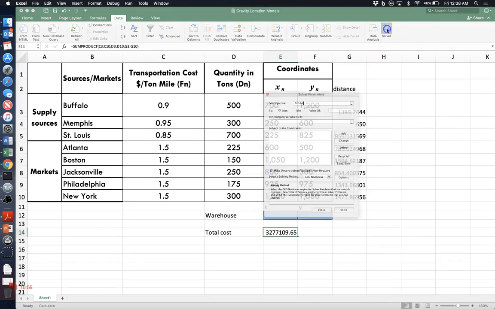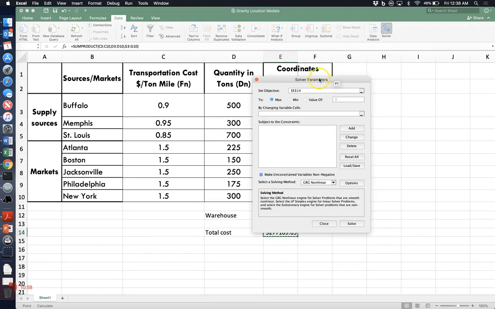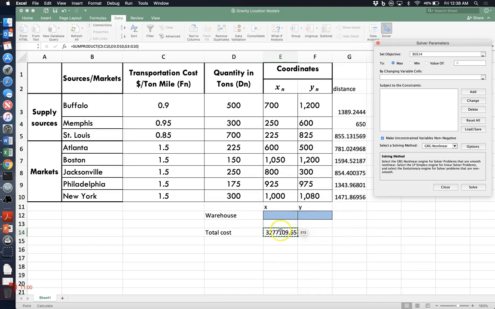So we go to Solver. The objective is the total cost, obviously, and you want to minimize the total cost. The decision variables, the changing variable cells, are the x and the y coordinates. Those are the only values that are unknown. Now make sure that this remains GRG Nonlinear. This is a nonlinear programming problem.